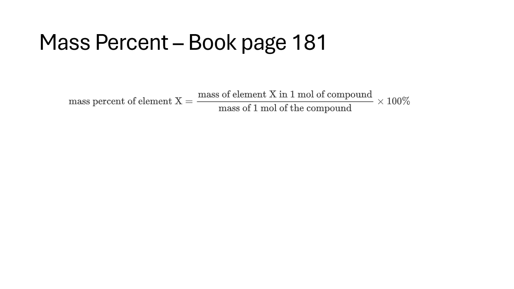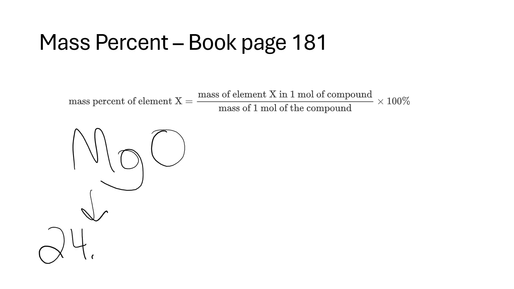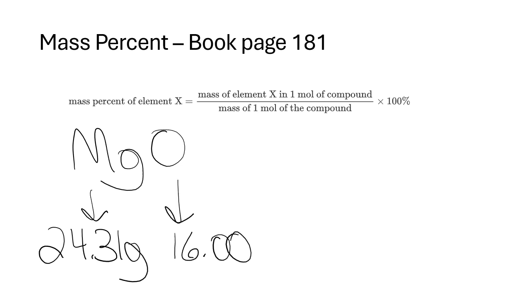So mass percent, again, you can practice that on ALEKS. Now it's sort of rational. I'm just going to do one that might be easier than the book one, but then you can practice on ALEKS. So let's just do MgO, because you made magnesium oxide in lab. So that's 24.31 grams, then oxygen is 16.00 grams, and so we've got 40.31 grams.